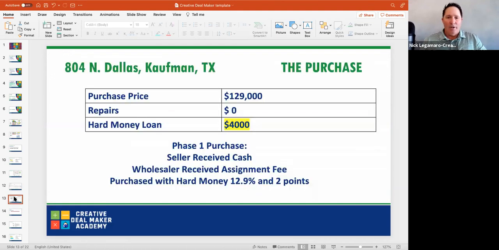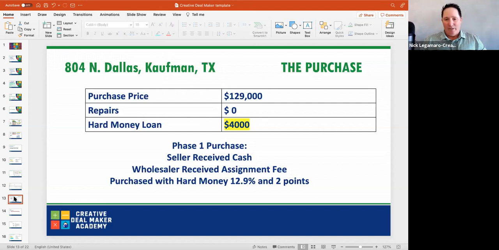So let's continue on. Now I'm ready to make the purchase on this. I did all my due diligence on the property. I made a decision that I'm going to buy it, and I know how I'm going to exit out of it and what that's going to look like. So here's the purchase of it. I'm going to buy it for $129,000. I'm going to do 0 repairs, and it's going to cost me about $4,000 for 30 days for this property.